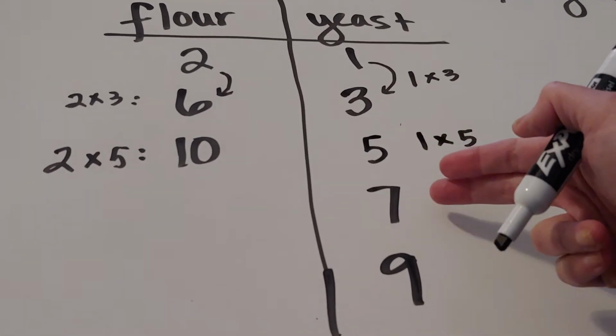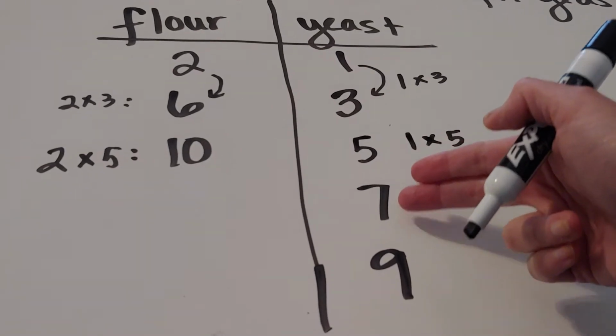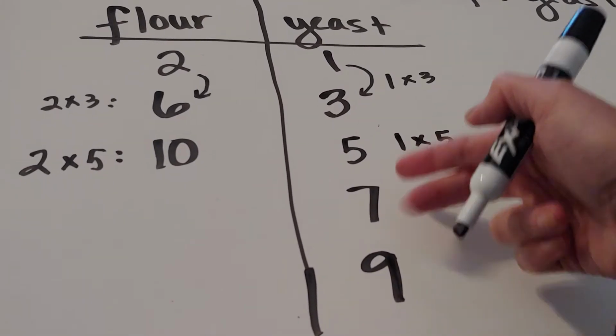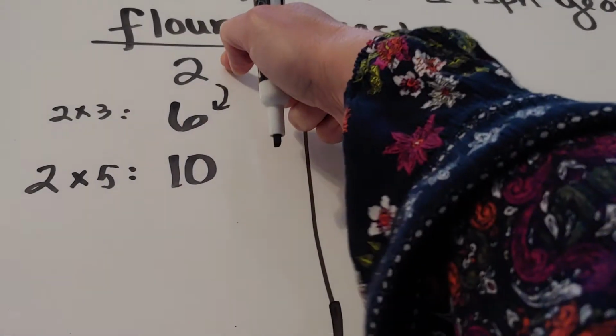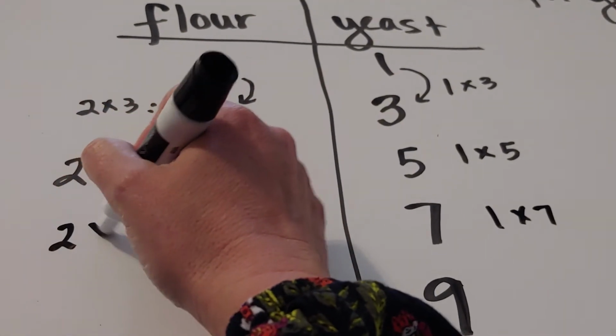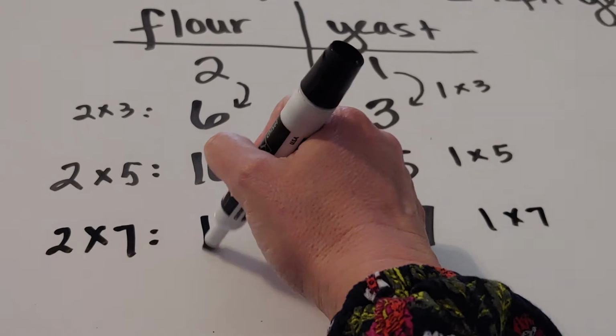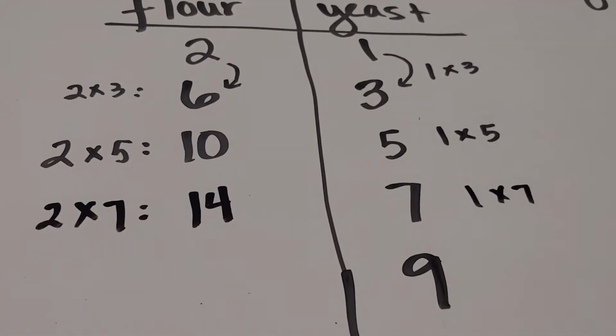All right, now we could try it this way. 7. If this is 7, then 7 times 1. So I would want to take 2 times 7. So here it's 14. All right.